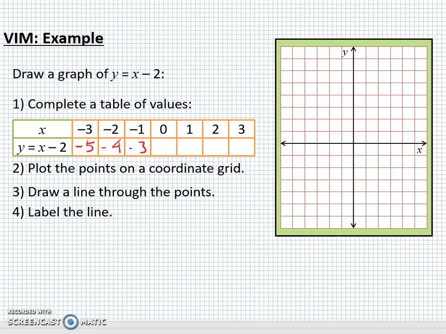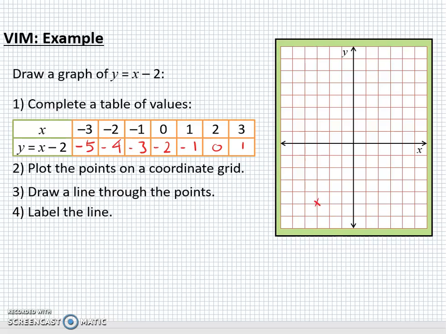0, take away 2 is negative 2. 1 take away 2 would be negative 1. And 2 take away 2 would be 0. And 3 take away 2 would be 1. Okay, so now we're going to plot these on the grid. Okay, so we're going to go negative 3, 1, 2, 3, and down 5, 1, 2, 3, 4, 5.